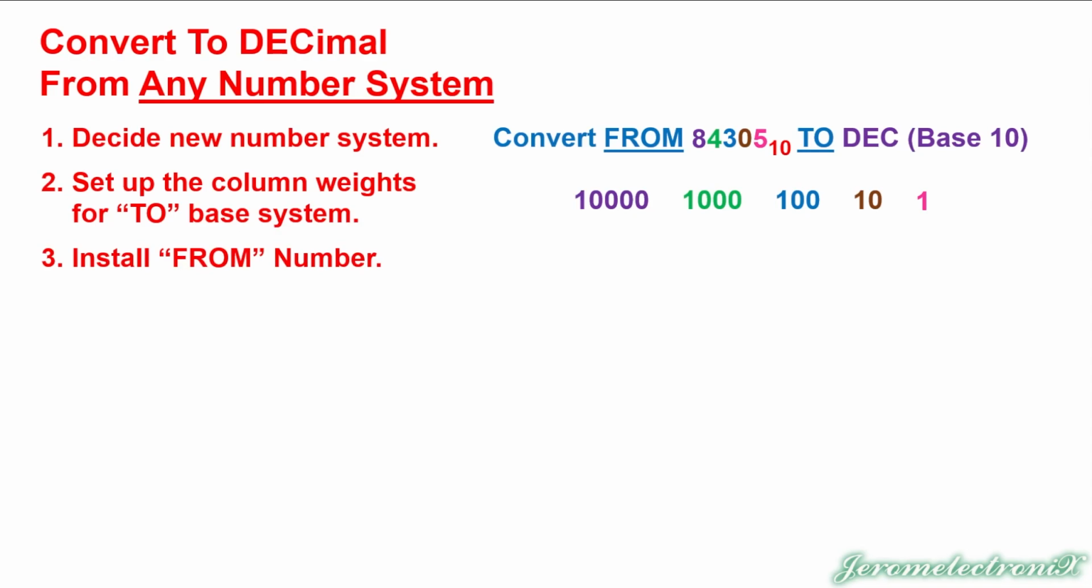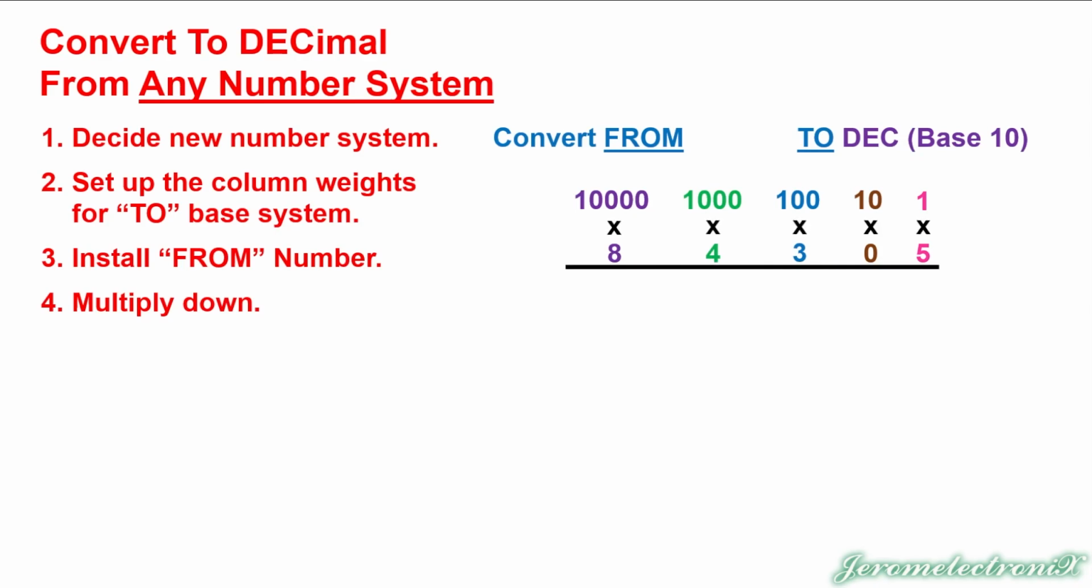Next, we're going to do what I call install the from number. We're just going to take the number 84305, and we're going to put the digits in their respective columns. There they are. The next step is to multiply down. So 10,000 times 8 is 80,000. 1,000 times 4 is 4,000. 100 times 3 is 300. 10 times 0 is nothing. And 1 times 5 is 5.